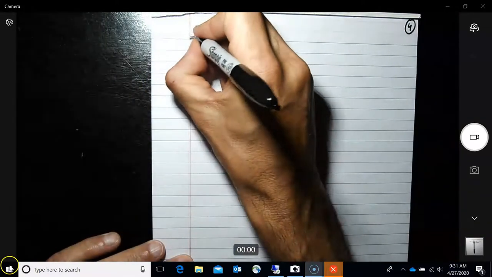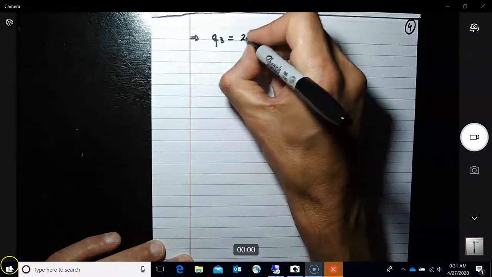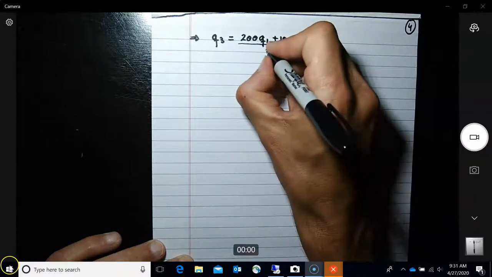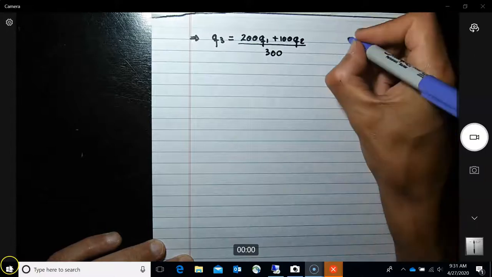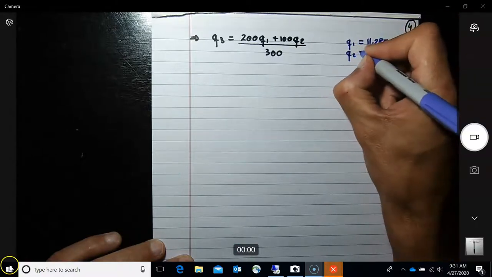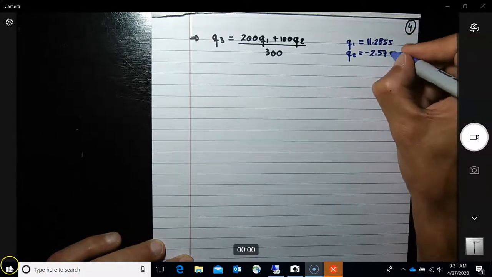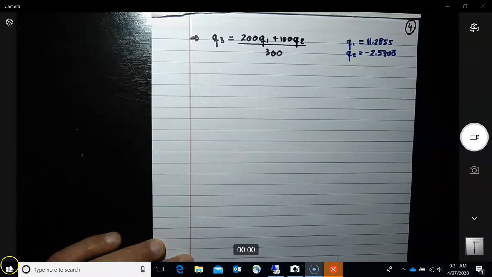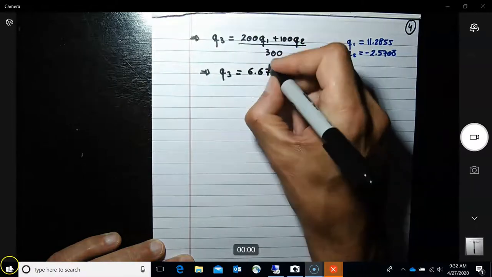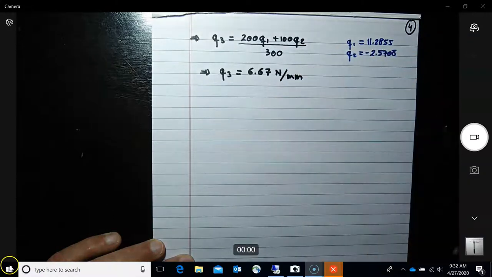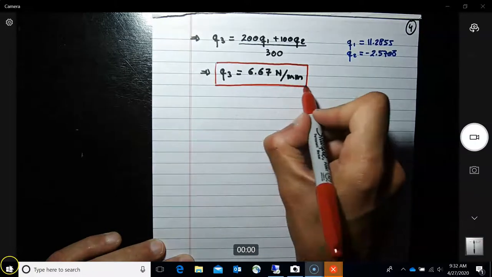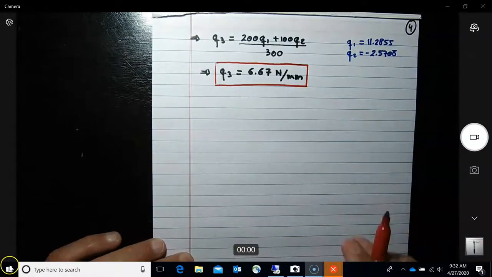Okay, or we could say that Q3 would just be equal to 200 Q1 plus 100 Q2 divided by 300, and we know that Q1 is equal to 11.2285, and Q2 equal to minus 2.5708. So if you substitute these values, we get that Q3 will be equal to 6.67 newtons per millimeter. All right. So this will be Q3, and now we need to find Q4.